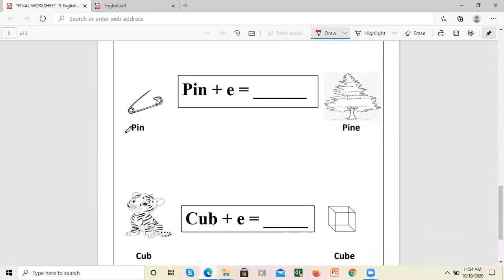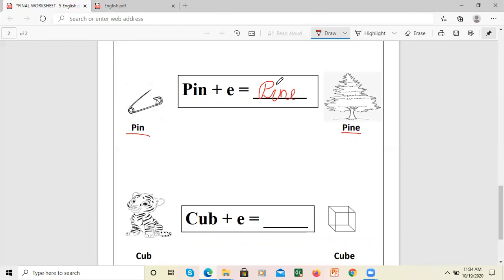P-I-N, pin, which we use. When you add E, it becomes the word pine. Now, pine is a tree which gives a pine cone fruit. P-I-N-E, pine. That fruit is not edible.